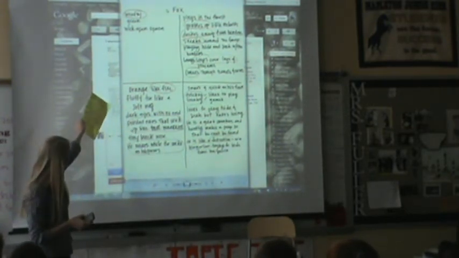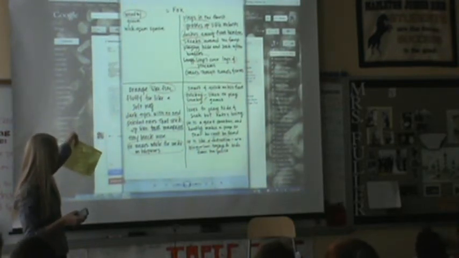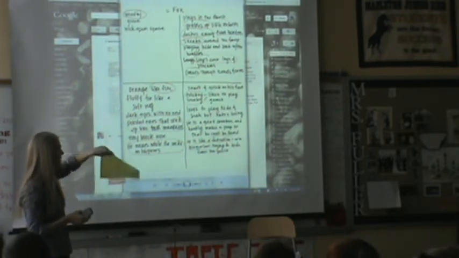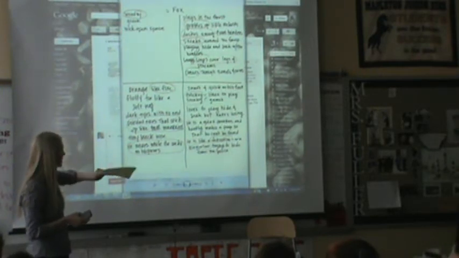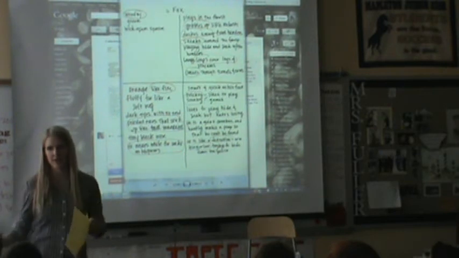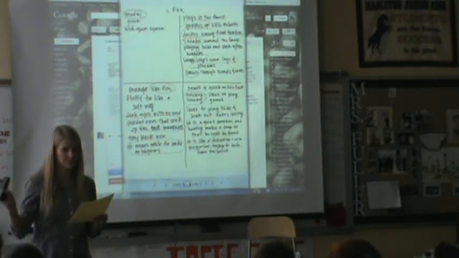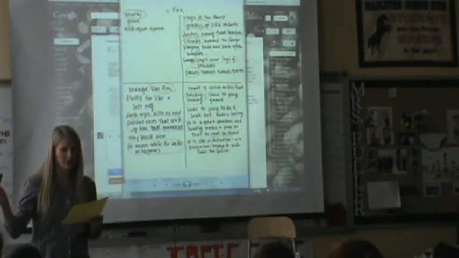So I put orange like fire. He has fluffy fur like a soft rug. He has dark eyes, pointed ears like tall mountains. So you want to describe the animal and compare it to other things, okay? Does everyone understand? Yes or no? You can say yes or no.